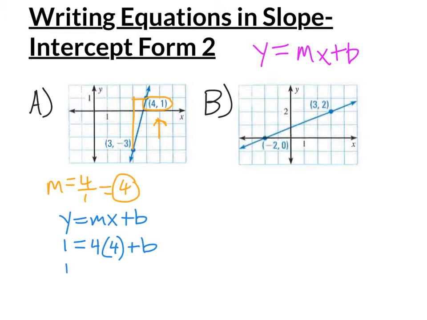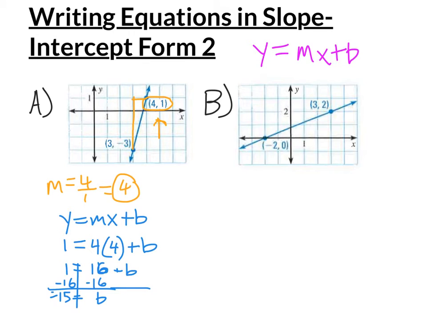So if I simplify 4 times 4 over here, I get 1 equals 16 plus b. And now I just solve this. This is a one-step equation. I subtract 16 from both sides, minus 16, and I get b equals negative 15.